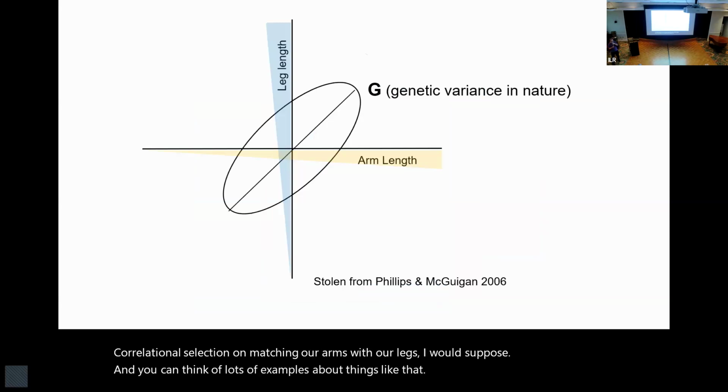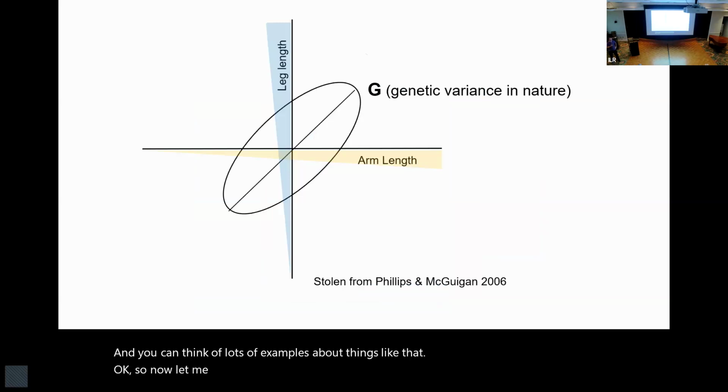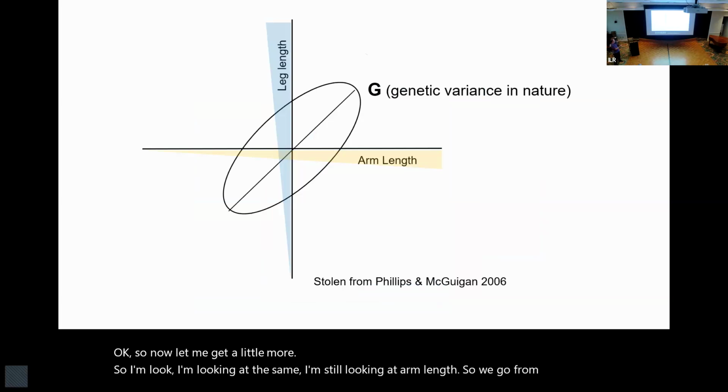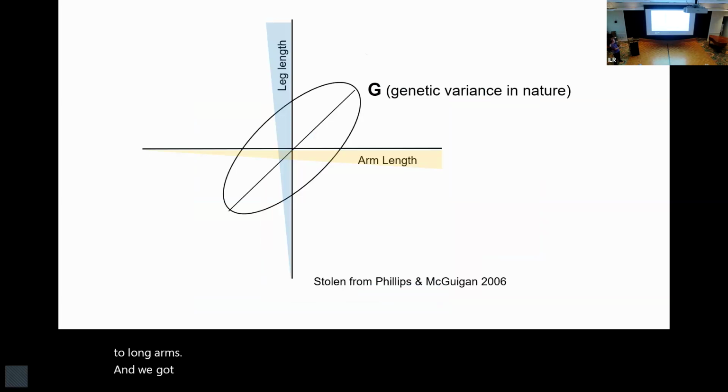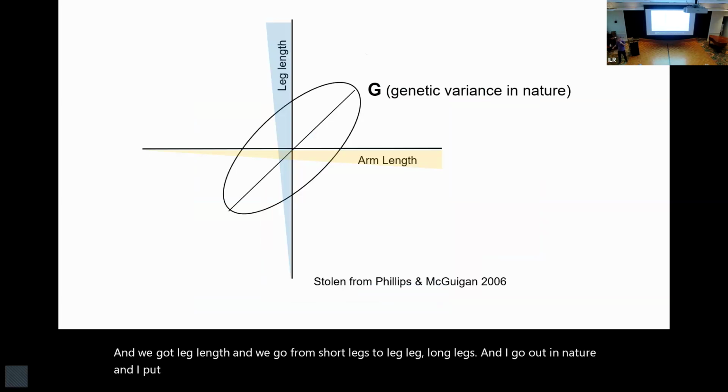Okay, so now let me get a little more abstract. I'm looking at the same phenotype, still arm length. So we go from short arms to long arms, and we have leg length, from short legs to long legs. And I go out in nature with the tape and everything, and I measure everybody in the room.